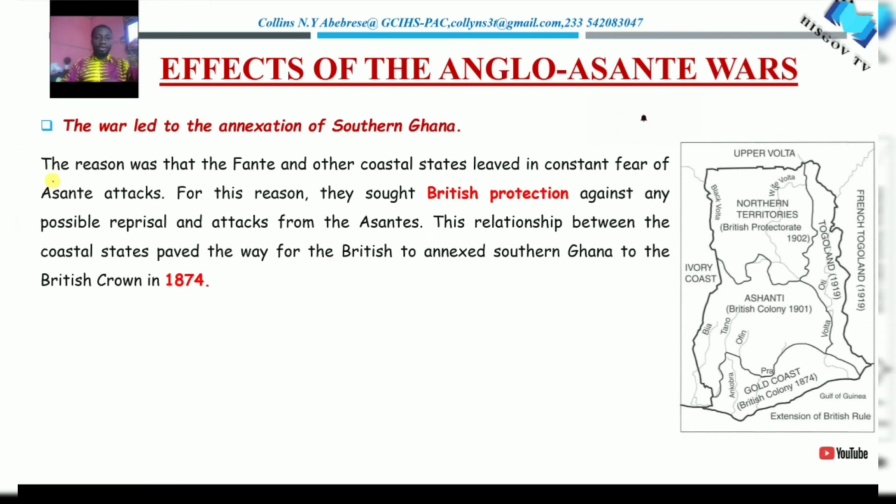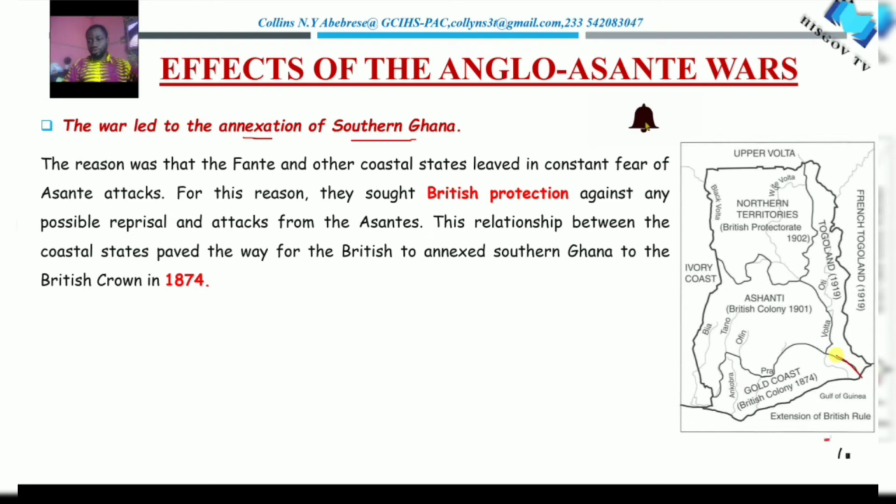Let's look at the next one. The war also led to the annexation of southern Ghana. Okay, so let's take a look at this map here. The war led to the annexation of southern Ghana. Now look at this map here.